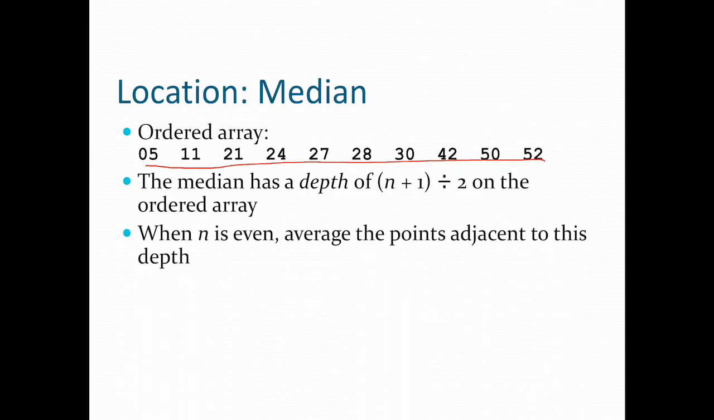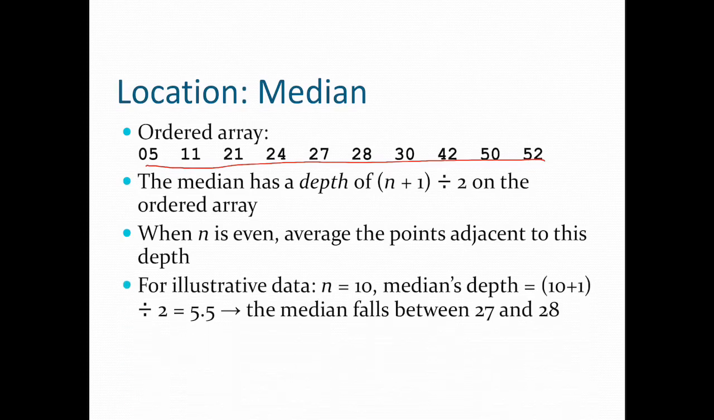When n is even, we average the points adjacent to this depth. Remember, depth just tells you how deep in the ordered array you have to go to find the median. For this illustrated data, you have n equals 10. The median depth would be 10 plus 1 divided by 2, or 5.5. So 1, 2, 3, 4, 5, 6. Well, 5.5 is between 5 and 6. So we'd say the depth is 5.5, but the median will be between 27 and 28, and we add those up and divide by 2, so the median is going to be 27.5.